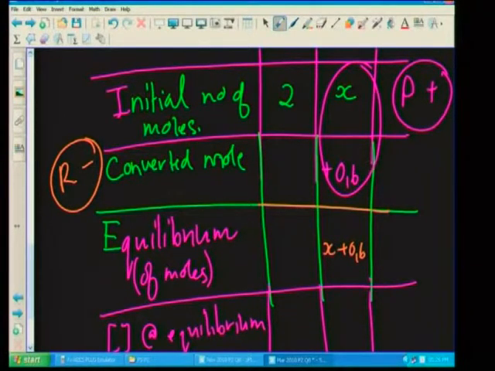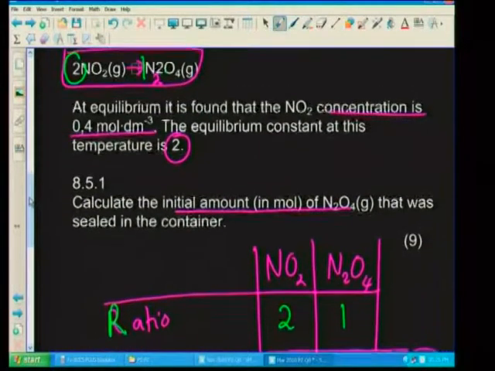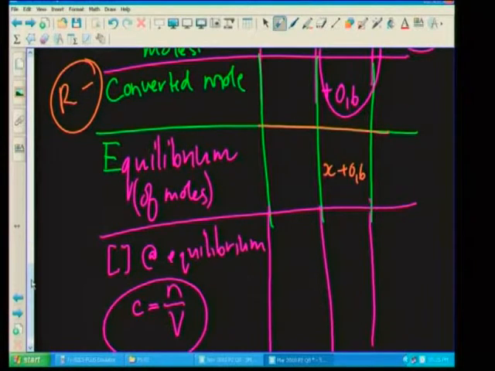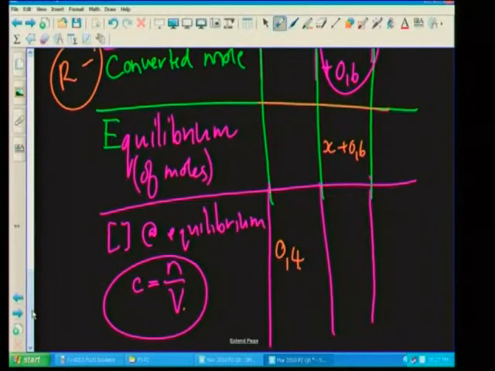Now, if I look at this, just very quickly, they tell me that my concentration of the NO2 at equilibrium is 0.4. So my concentration over here is the 0.4. Now I need to use this concentration together with the volume to find the number of moles at equilibrium. I can do it in my table, I just don't have enough space, so I'm going to do it at the bottom and fill it in over there. The concentration is the number of moles divided by the volume. They told us that the concentration is 0.4. The volume was given to you as 2 cubic decimeters.